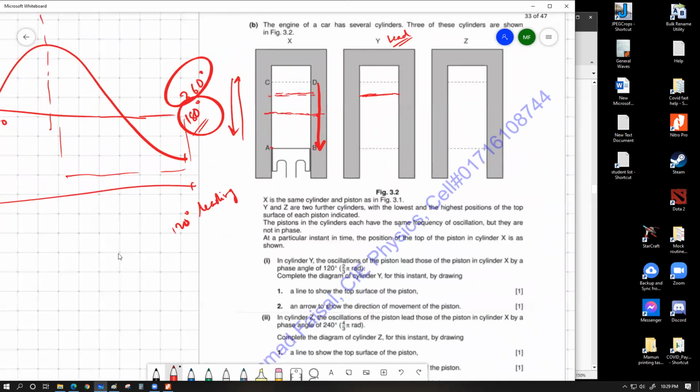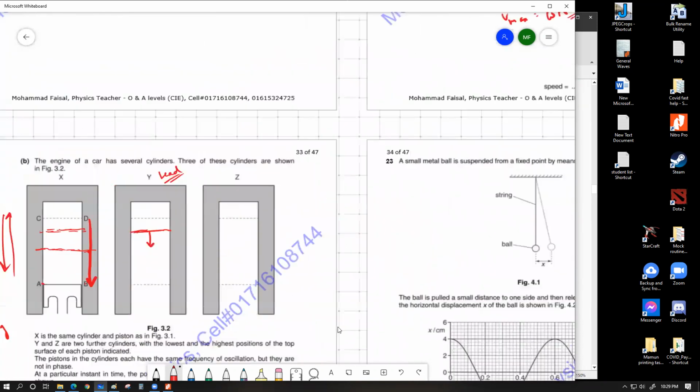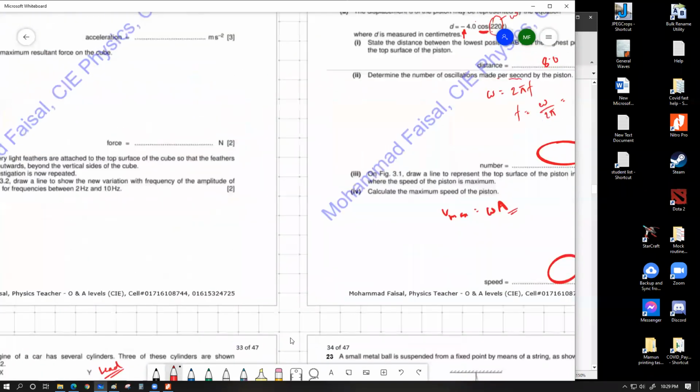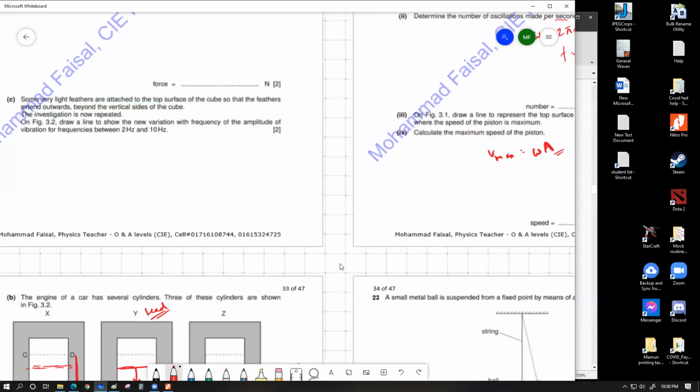So it will be at this position, and because this piston is leading that one, this should be going downwards. The question says to draw a line to show the top surface of the piston and an arrow to show the direction of motion of the piston. This is my understanding, but I'll have a look at the mark scheme to see what they have to say about this. This is something that often happens in my class: after I explain, I somewhat mess up, and then I have to revert and re-explain again.